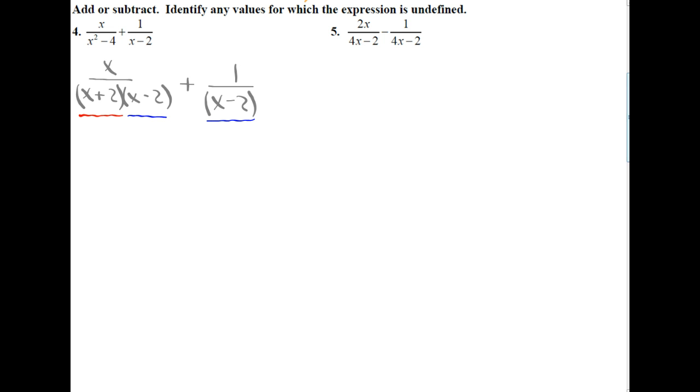So if I want to get those denominators to match, then I need the red factor of x plus 2 on the right. So I'm going to go ahead and multiply that one by x plus 2 over itself, which is totally legal because it's just like multiplying by 1. So then I'm going to go ahead and simplify those up a bit. And once I have common denominators, then I can go ahead and combine these two together.